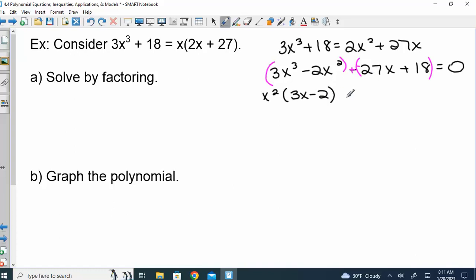Second one, what would we take out? Negative 9. Let's go ahead and take out a negative because we want the parentheses to be the same. So I want the first term to be positive. Negative 3x minus 2. What do they both have? 3x minus 2. So if you take that out, you're left with x squared minus 9.